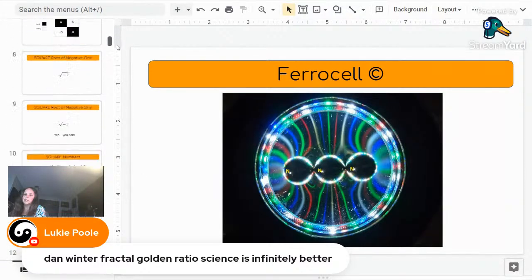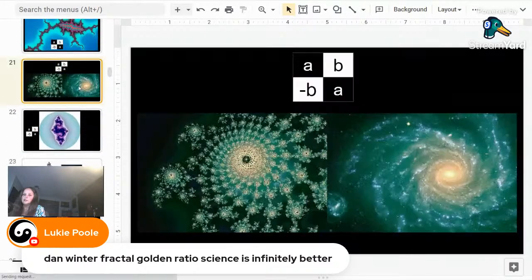When you look at the Mandelbrot set, whenever you have a fractal, you almost always have the golden ratio. So fractal and golden ratio really go hand in hand. And so I think fractals in general are infinitely better than anything else. If you want to describe nature, you pretty much have to deal with the fractal.